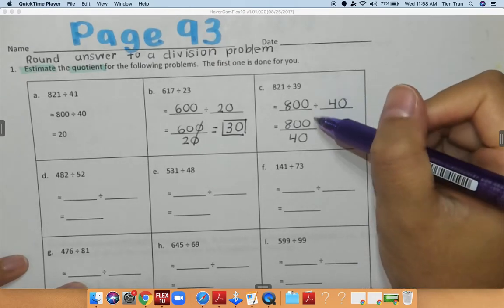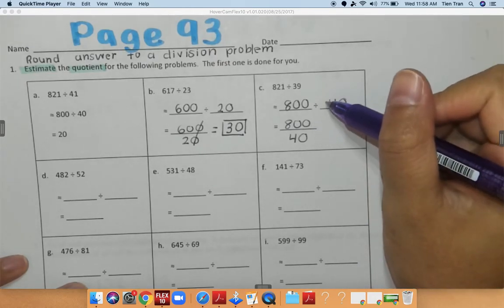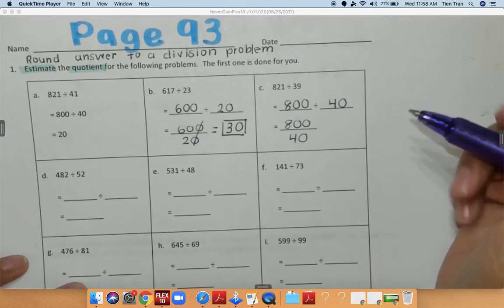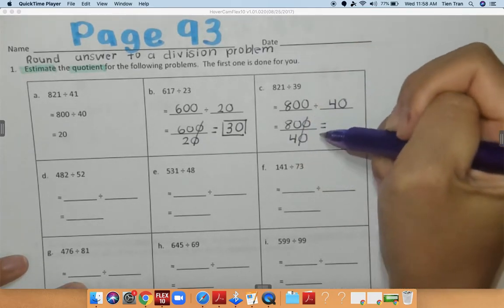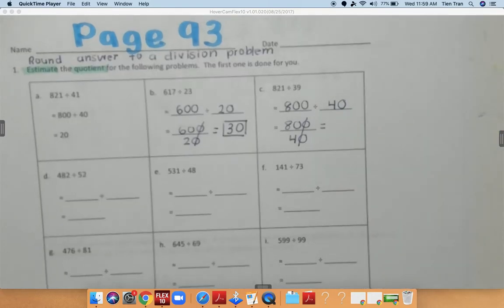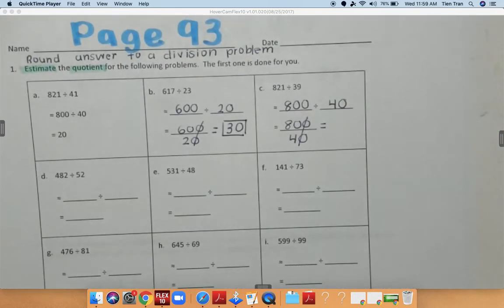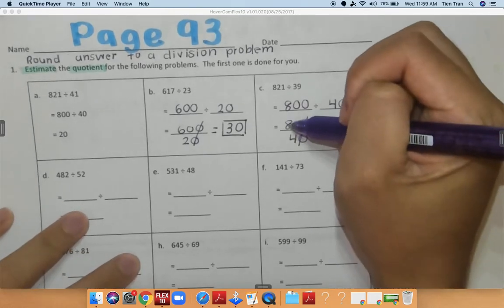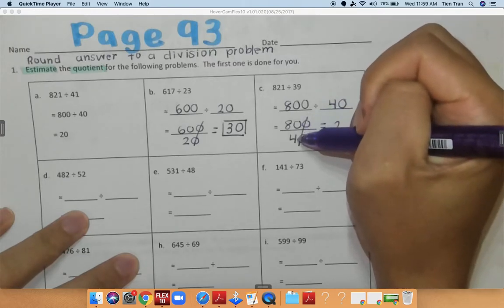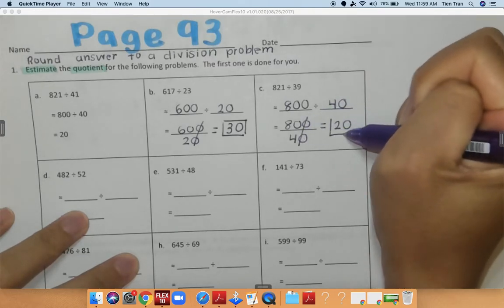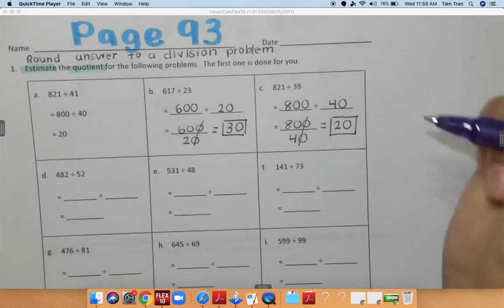The first number is always going to be at the top, and the second number is always going to be at the bottom. So now I'm going to divide. I'm crossing off my zeros because I know that 0 can be divided into 0 0 times, so I don't need to worry about that. Now I know that 8 divided by 4 is equal to 2, and 0 divided by 4 is equal to 0, so I get my final answer of 20.